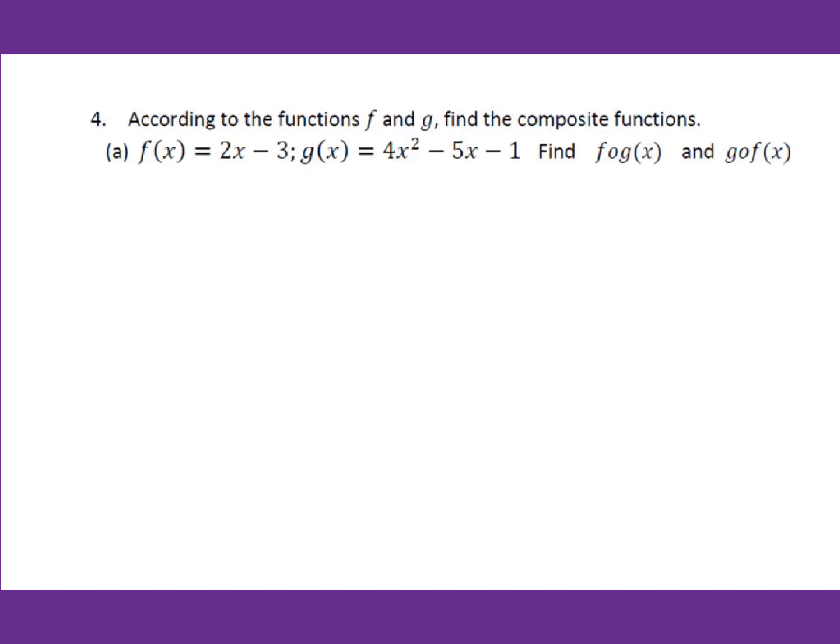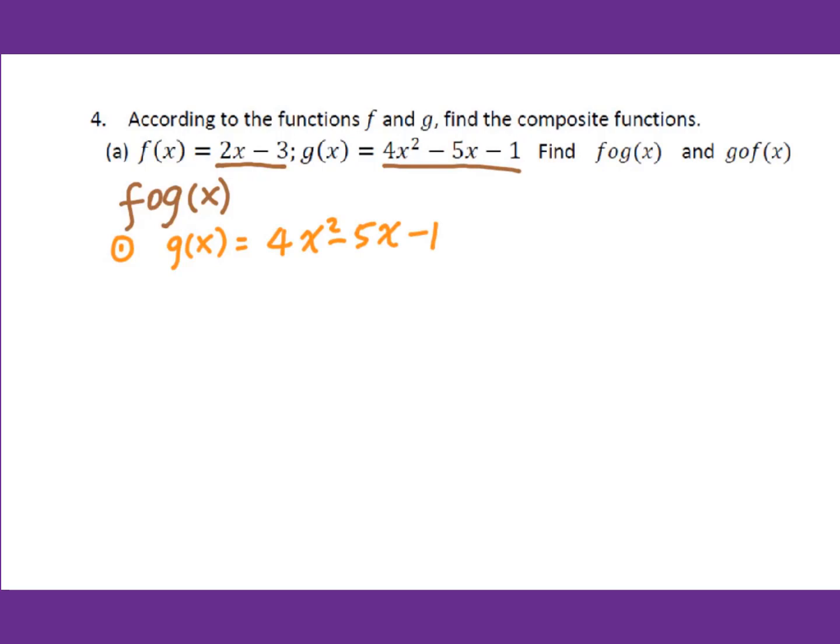For number 4, according to the functions f and g, find the composite functions. For f of x equals 2x minus 3, g of x equals this one. Find the f of g of x and the g of f of x. First of all, we're working on f of g of x. Still, remember, inside first. So we're working on g of x. G of x equals 4x squared minus 5x minus 1. That means we already figured out this g of x. Then go to f of x.